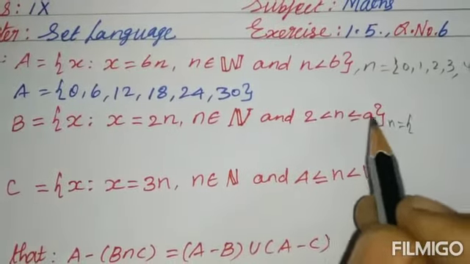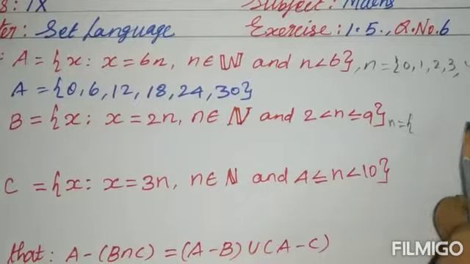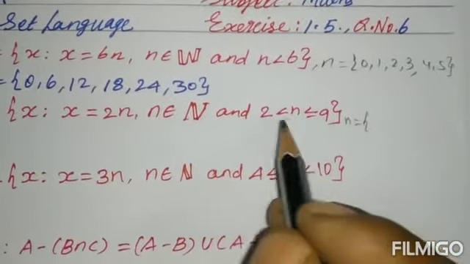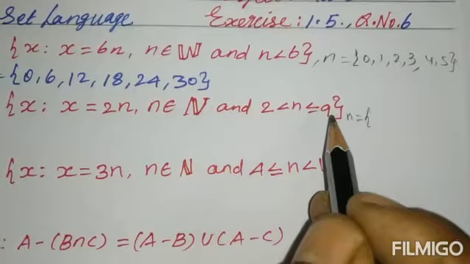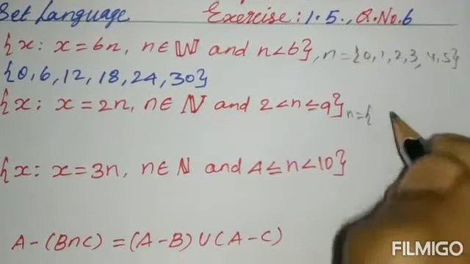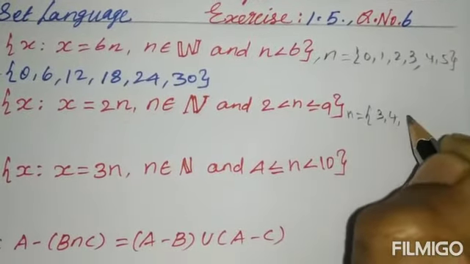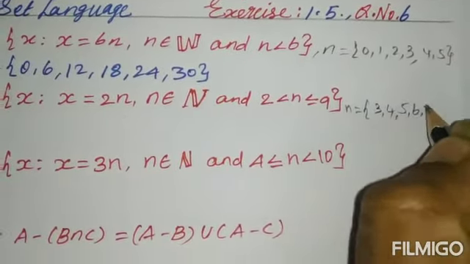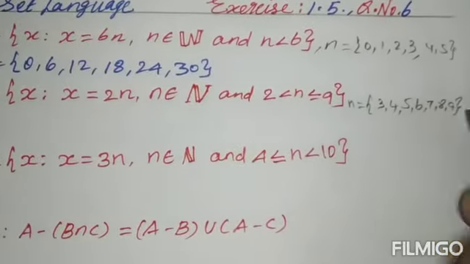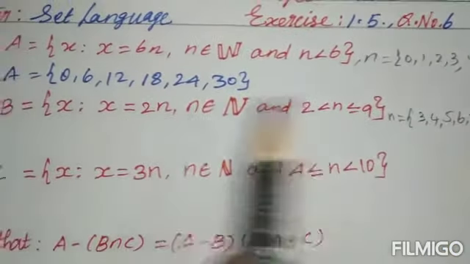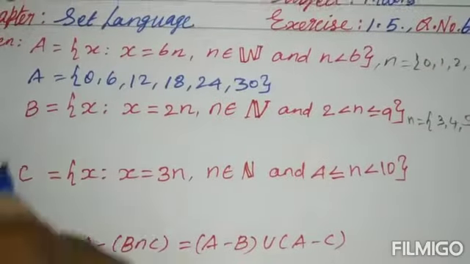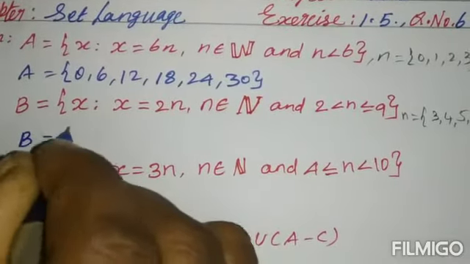So the natural numbers start from 1, 2, 3, etc. You know already. So now you have to apply the natural numbers greater than 2 and up to 9. So 3, 4, 5, 6, 7, 8, 9. So up to 9 we have to apply in this condition. So now let us find the elements of B.